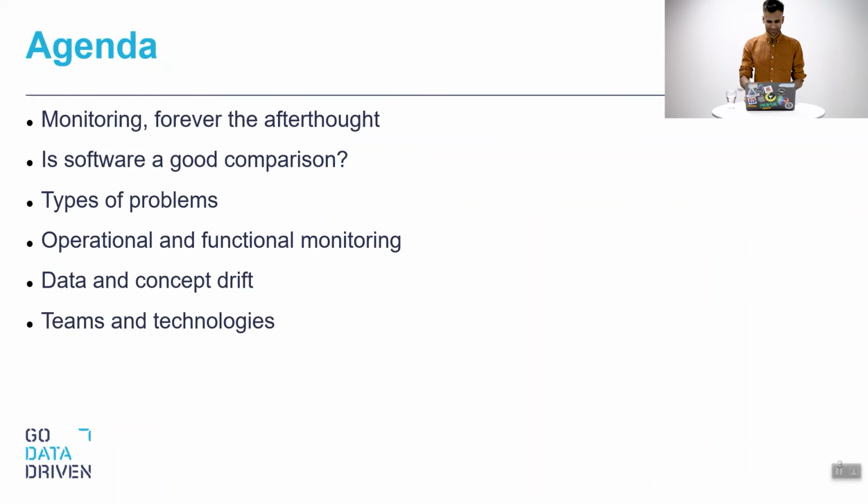She's probably correct. So the agenda for today, we're going to talk about monitoring. It may have a reputation of being the boring aspect of machine learning, but it's nonetheless important. We'll talk about why it's sometimes an afterthought. Also comparisons with software engineering and why that sometimes is not the best analogy. We'll go through some of the problems we have in monitoring. We'll break it down in terms of functional and operational and the components that make up this topic, and talk about some concepts such as data drift and concept and model drift. And finally, we'll talk about teams and technologies and how we can structure those properly to help us in this topic.